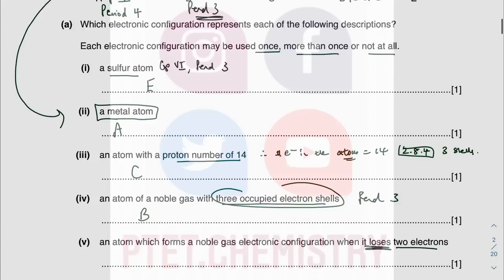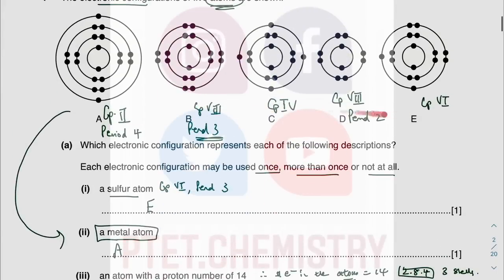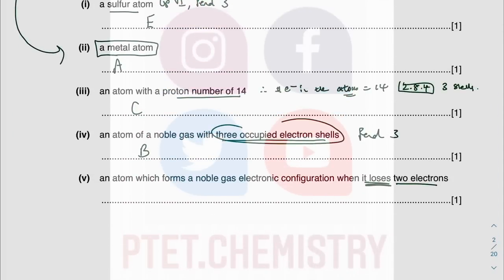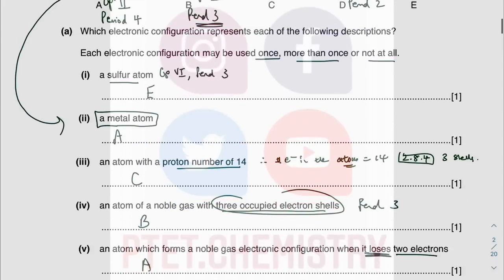So we are not looking at a noble gas, we are looking at something that will have a noble gas configuration after it loses 2 electrons. Between all these, the only type of atoms that will lose electrons are mostly metals, and that also comes back to this being a metal. It would like to lose 2 electrons to get to the electronic configuration of argon. So there's going to be A again, even though you have A already before, but it did say once, more than once, or not at all.